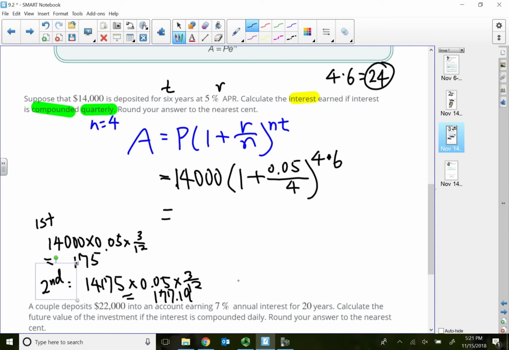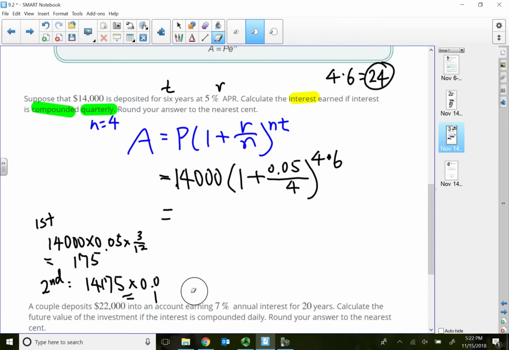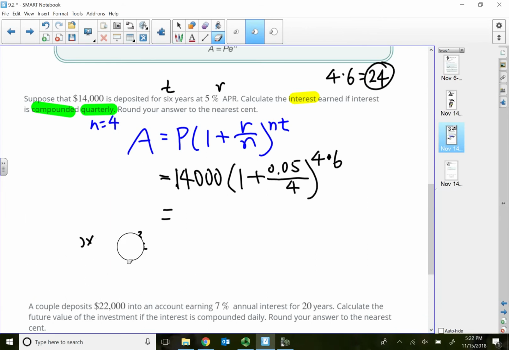So rolling over again means take the $14,175 that was in my account and add on another 177.19. Now at the end of the second time, I should have $14,352 in my account. Take that money and do the same computation again. Every time I say roll over, this is what's going on mathematically. Rather than do this 24 different times, it's just easier to use the formula.